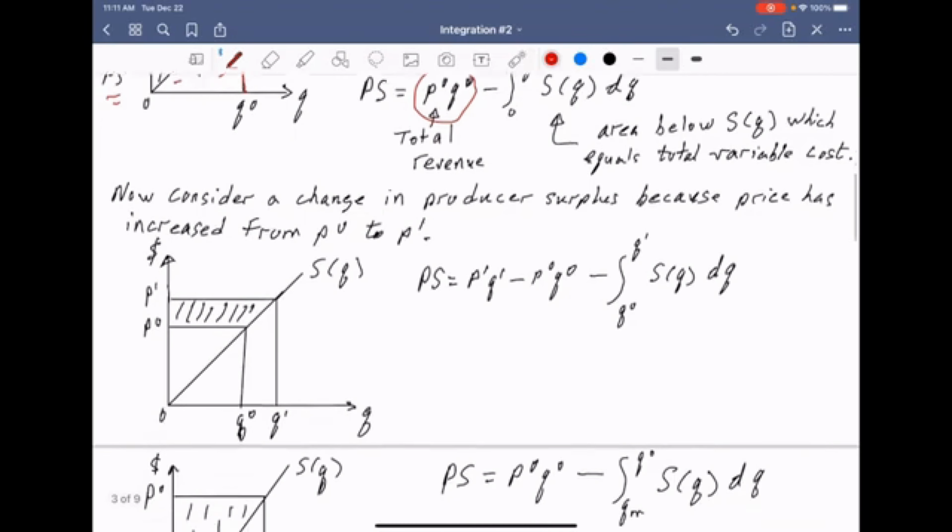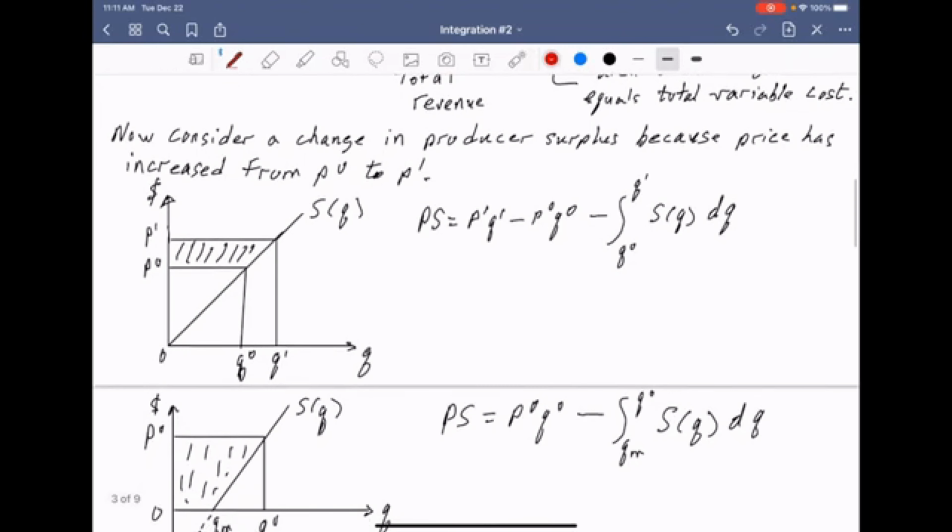Now consider a change in producer surplus because prices increased from P0 to P1. Now that's a bit more complicated to figure out, but here you're interested in the shaded area that is shown. And to get that, we take the entire total revenue under the new price and new quantity, subtract from it the old revenue.